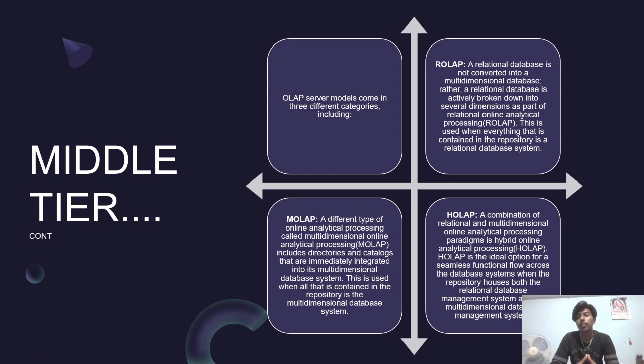Moving on to HOLAP, a combination of relational and multidimensional online analytical processing paradigms is hybrid online analytical processing, or HOLAP. HOLAP is an ideal option for a seamless function flow across database systems when the repository houses both the relational database management system and the multidimensional database management system.